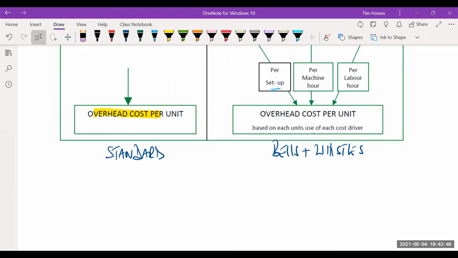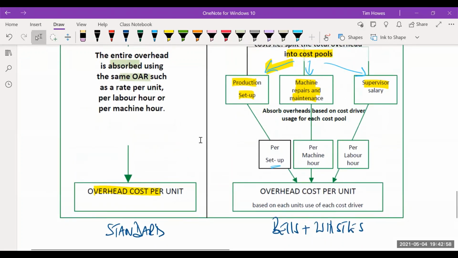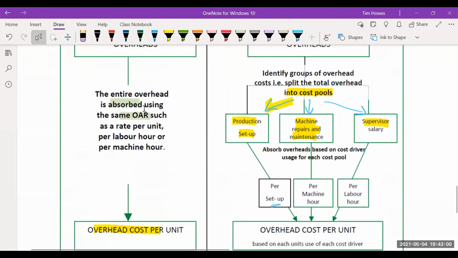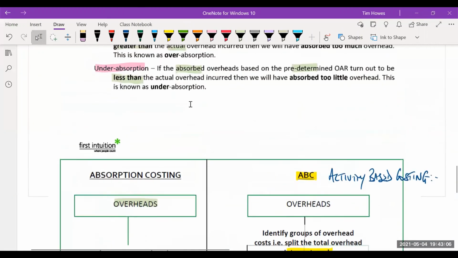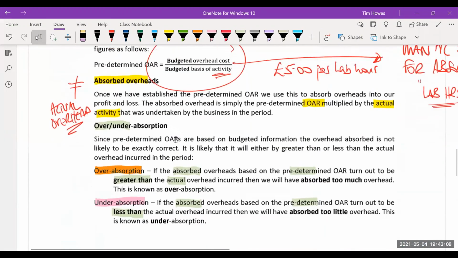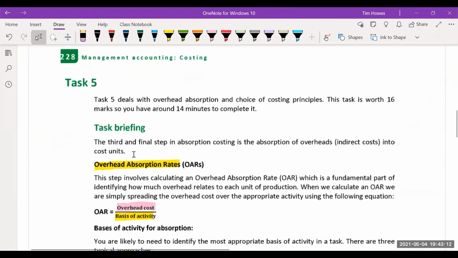Okay. So just make sure that you've looked at that. I'm not going to spend ages on it now, of course, but just make sure you've had a look at the concept so you understand it is nothing more than just a deeper dive into the detail of a standard single absorption rate basis. Okie dokie. There you go. That is the basis of task number 5.